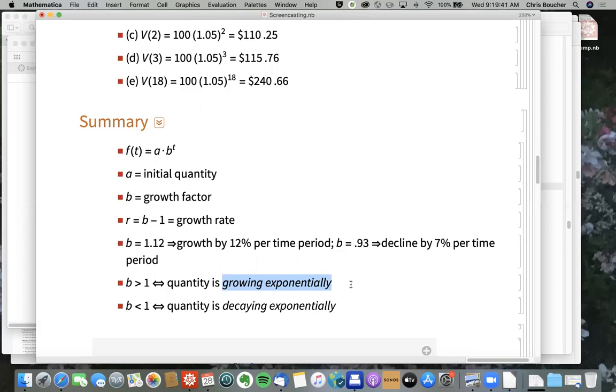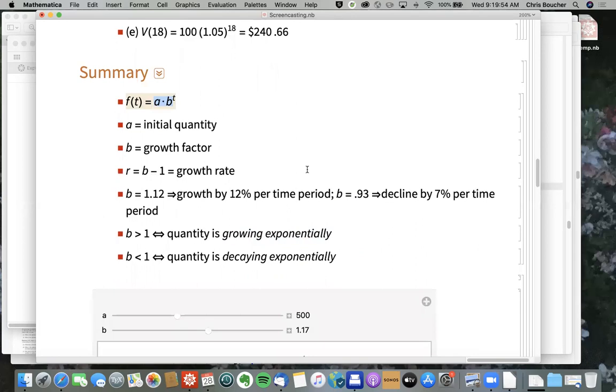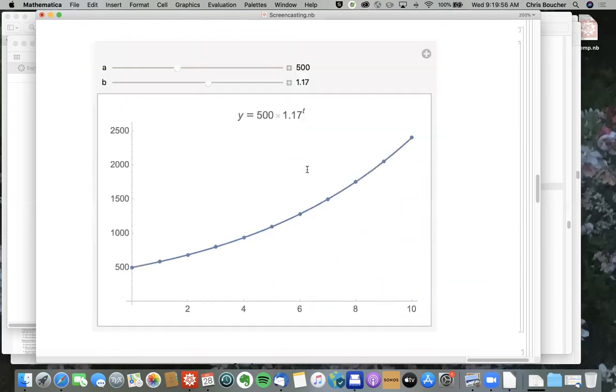That's sometimes true, but not exactly. And we have a much more precise understanding of it. Something is growing exponentially if it's modeled by a function that looks like that, A B to the T. All right, so here are some graphs.